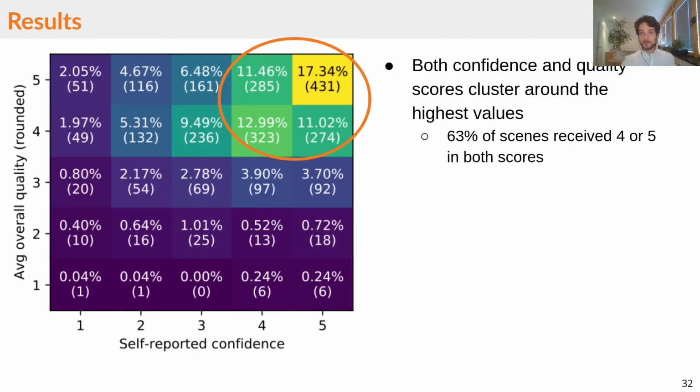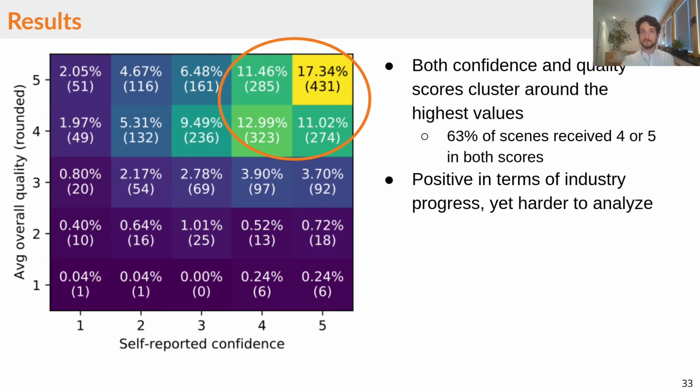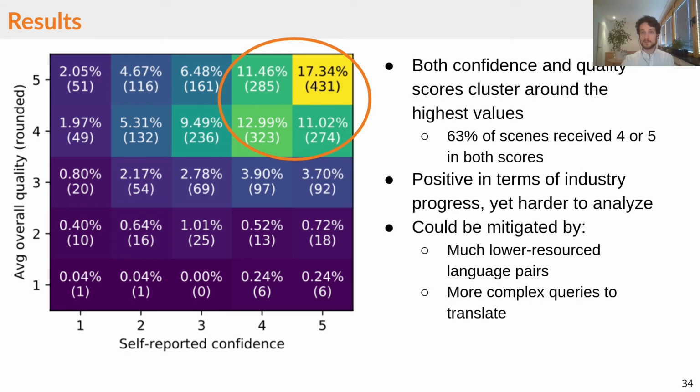One of the caveats of our work is that the vast majority of the produced translations had very high self-reported confidence and very high objective quality. This is a good thing in terms of MT progress, but it makes the results harder to interpret. This could be resolved by focusing on more low-resource language directions other than Czech-English and Estonian-English, or by asking the users to translate more complex queries.